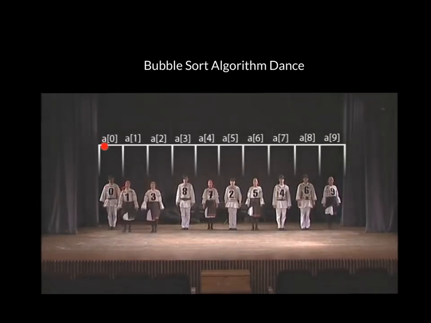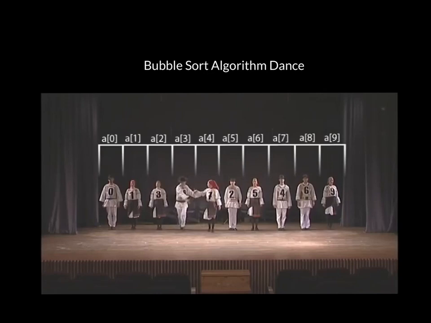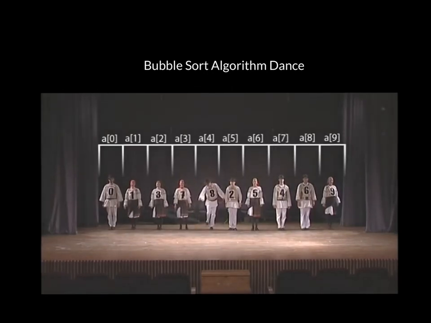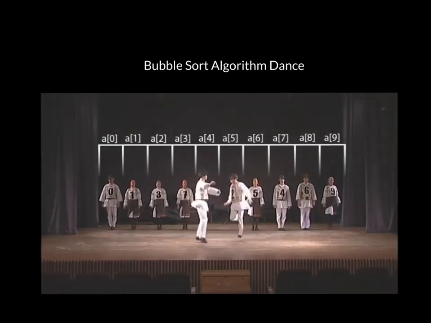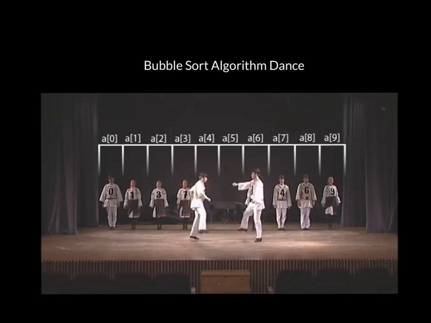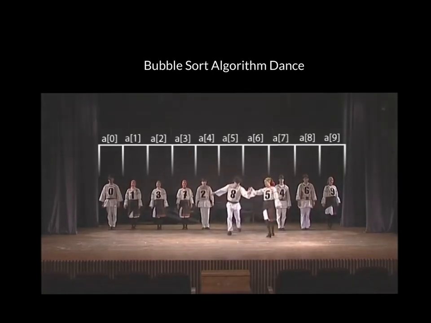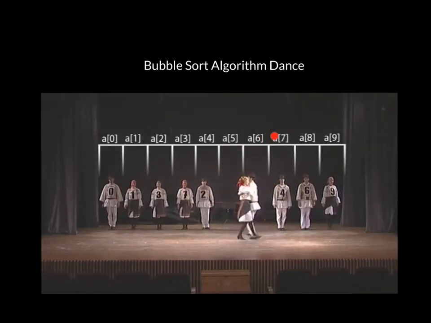So here are the indices for our numbers, and look, they're being compared one by one. And since 3 is already smaller than 8, those two didn't interchange. But these two did because 7 is smaller than 8. And it keeps comparing pair by pair all the way up.